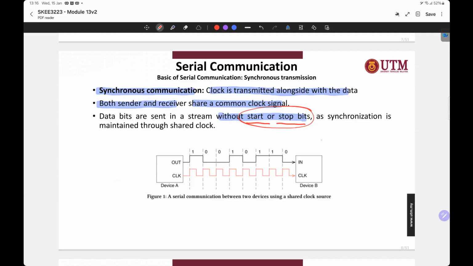Okay, and this is an example. This is a figure of serial communication between two devices using a shared clock source. As we can see here, we have a clock input, and at the same time, the data that you're going to transmit from device A to device B.